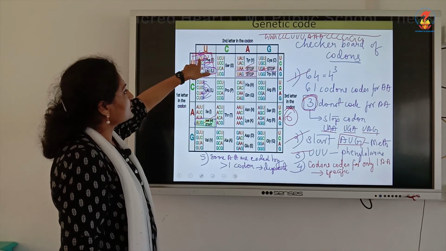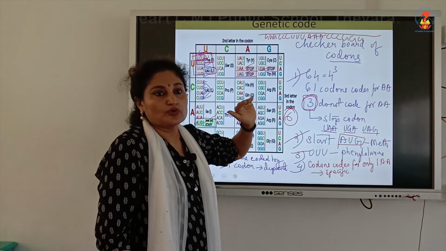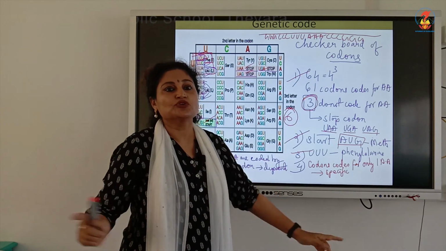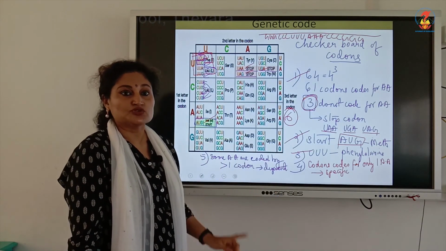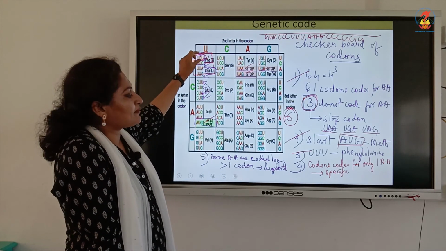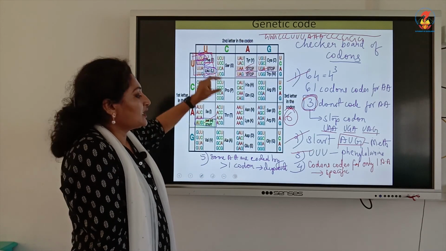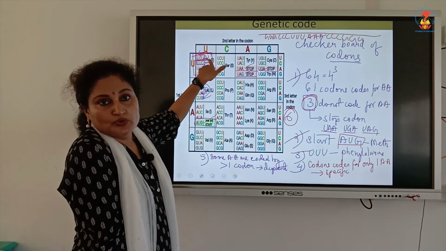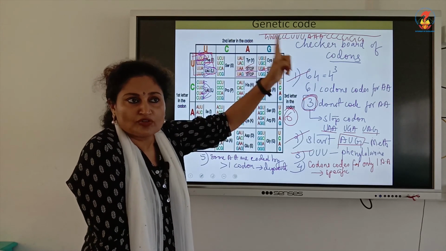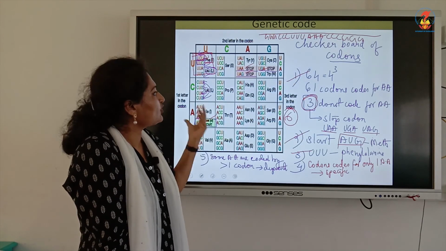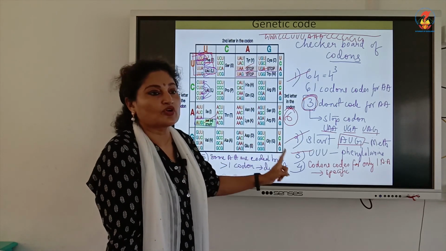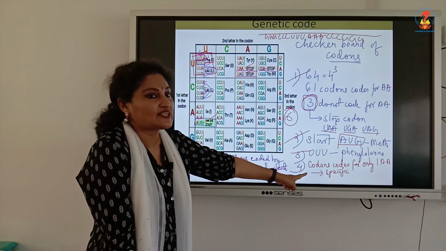The third feature: UUU. UUU codes for the amino acid phenylalanine, and right from bacteria to man UUU codes for phenylalanine. This indicates that the genetic code is universal. Again with the same example you can explain the next feature, specific. Look at the codon UUU, it codes for phenylalanine. Does UUU code for serine? Does it code for proline? Does it code for leucine? Does it code for lysine? No, it only codes for phenylalanine. So, this property by which the codon codes only for one amino acid is known as specific.